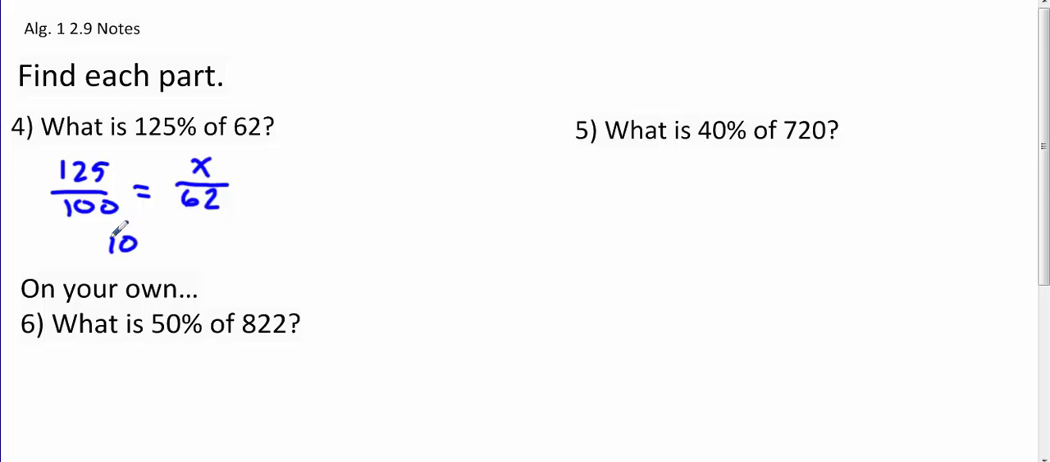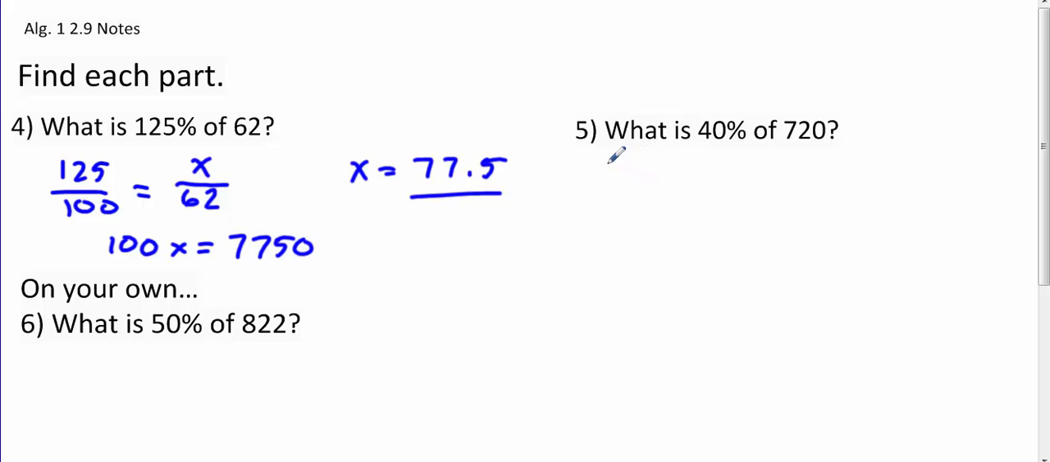So we can just do, again, the cross products property. 100x is equal to 125 times 62, and I'm punching that in on my calculator. I really don't want to have to do that in my head if I don't have to. And that's 7750. Then some division will give us our number, 77.5. Now remember, in that case, we didn't find a percentage, we just found a number. It was essentially the number that is 125% of 62. Another way to think about that is what number is 25% bigger than 62?